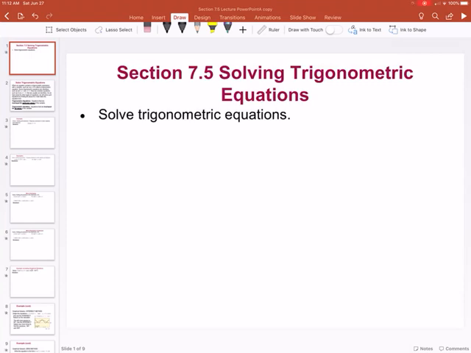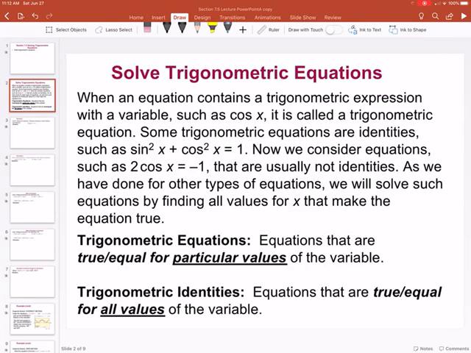All right, moving on to our last section, 7.5. We'll look at solving trigonometric equations. So we've been working with identities in this chapter, and we're going to use some of those properties in helping us. But remember, an identity is an equation that's true no matter what you plug into the variable. Now, a trigonometric equation, not an identity, is an equation that's true for certain values for that variable, assuming it has a solution.